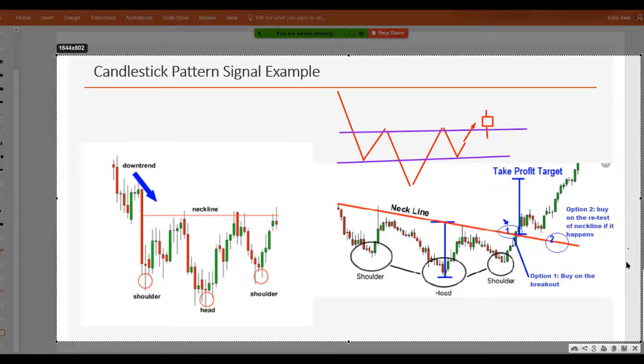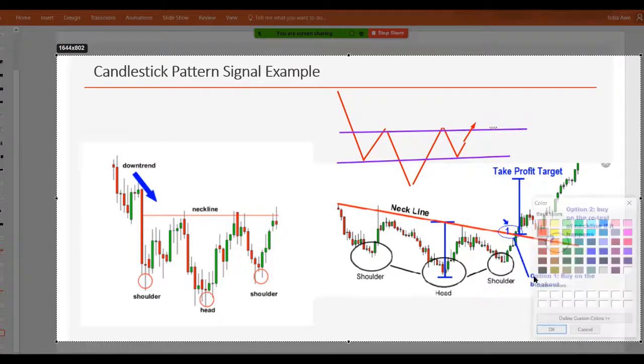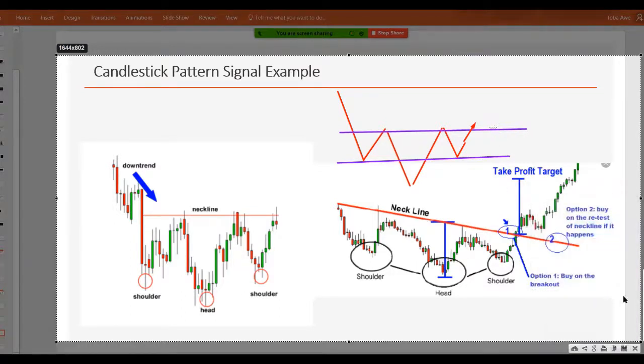Okay, so this is a candle close above that resistance line. Now I can say this candle has broken this line. Once I have that break, then I can place a buy order. I'm going to buy here. Let me use the green for buy. All right, so I'm placing my buy order.